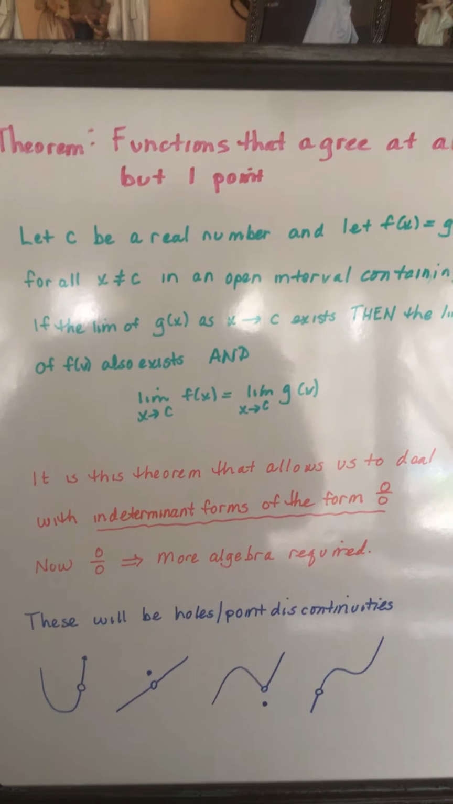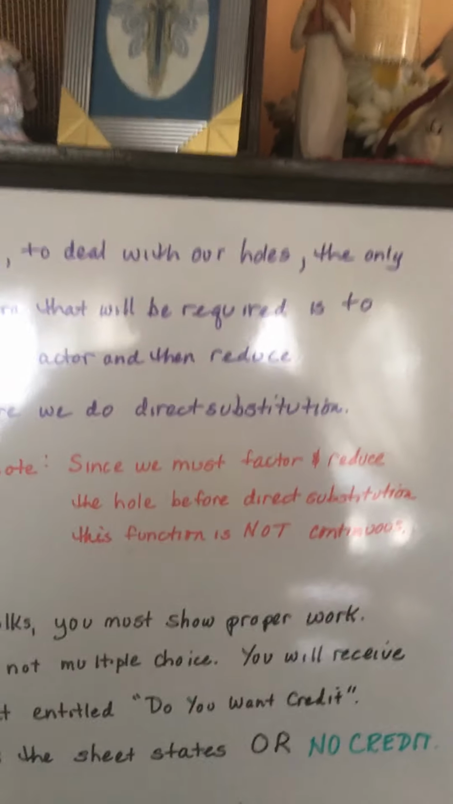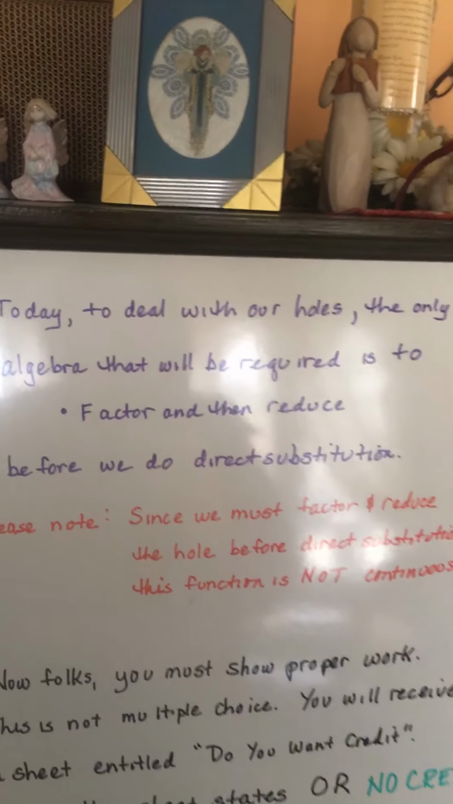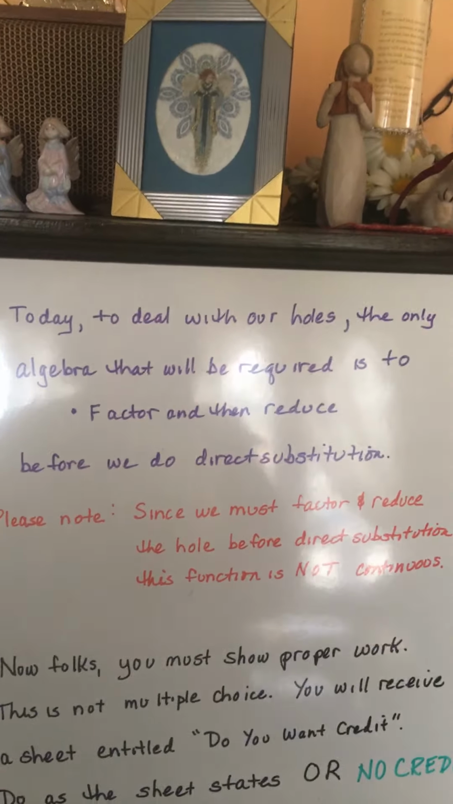Now, the majority of the worksheet is going to look like the first example and the last example. We do have two piecewise problems, but sadly, neither one of them came out to be holes on this particular worksheet. That will happen on worksheet 6 when we get there. So, to deal with our holes, the only algebra we will be required to do today is factor and reduce before we do direct substitution. Please note that since we must factor and reduce the hole before direct substitution, this is not continuous. Now, folks, you must show proper work. This is not multiple choice.